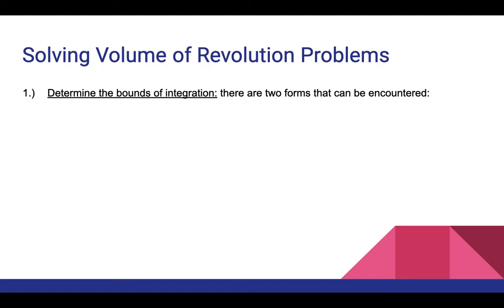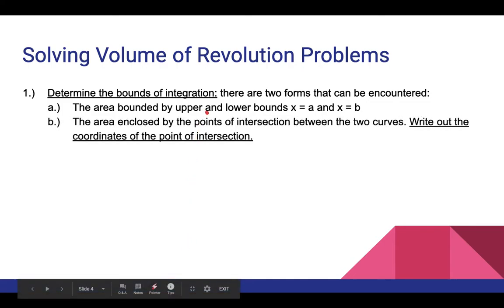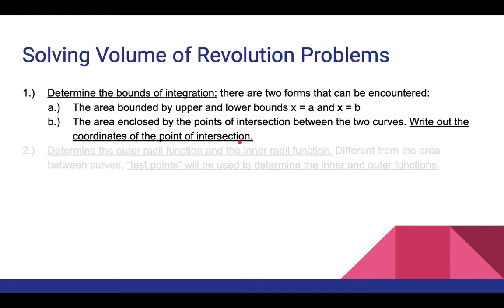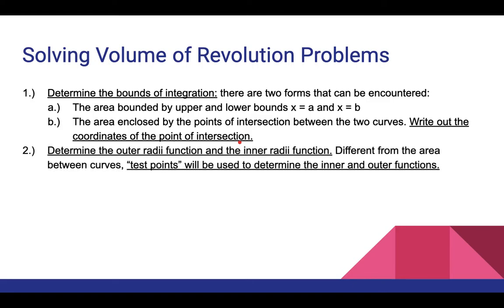The first thing that we need to do is, again, determine the bounds of integration. So there are two forms that can be encountered. Again, we have the area bounded by upper and lower bounds, x equals a and x equals b, or we have the area enclosed by points of intersection between the two curves. In this case, we write out the coordinates of the point of intersection, just as we've been doing, okay? So the problem-solving process is very similar to 6.4.